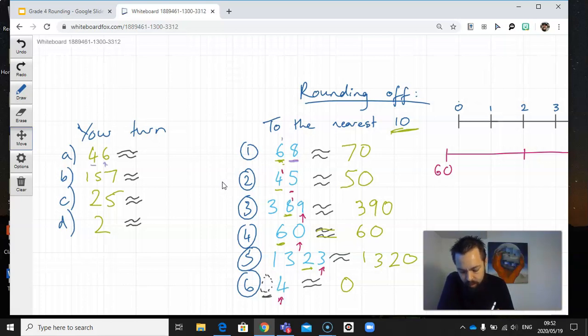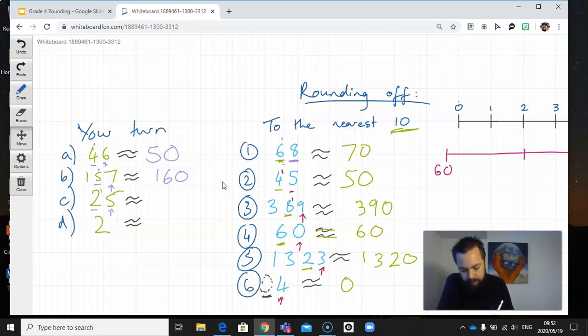Does 6 go up or down? It goes up, so the tens become a 5. Everything after the tens will be a 0. Looking at B, we look to the units. Units will go up. Everything after the tens becomes a 0. 100 stays unchanged.